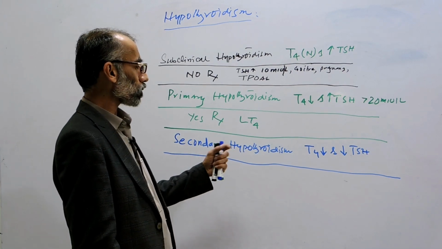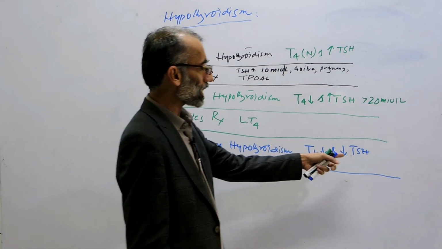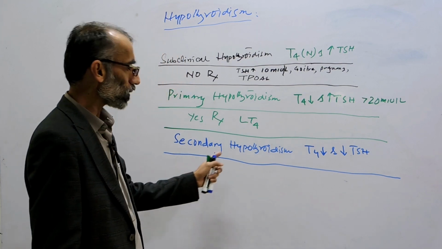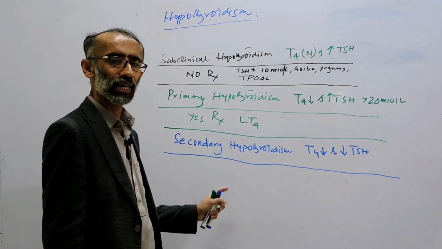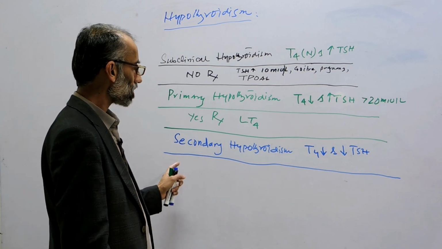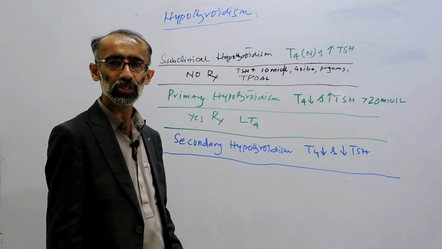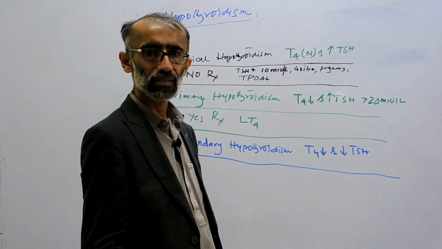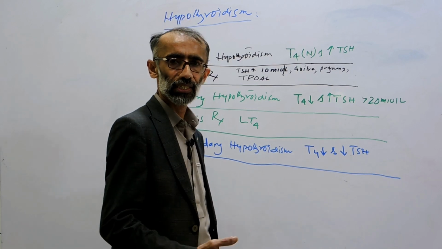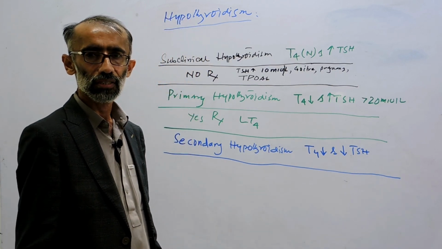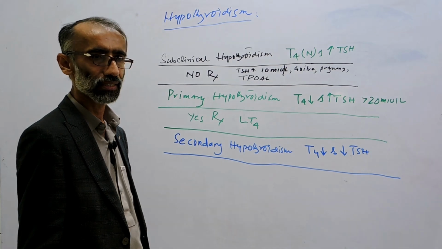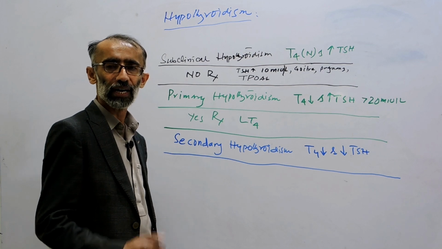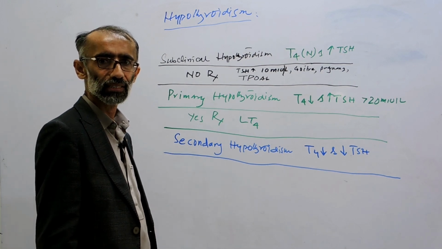For secondary hypothyroidism, T4 and TSH both are low. For confirmation, you will test other hormones of the anterior pituitary gland such as ACTH, FSH, LH, serum prolactin, and you can also proceed for MRI brain.